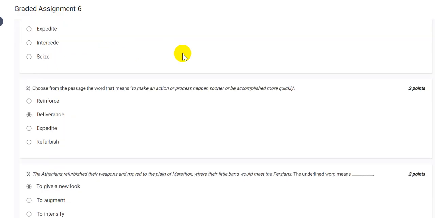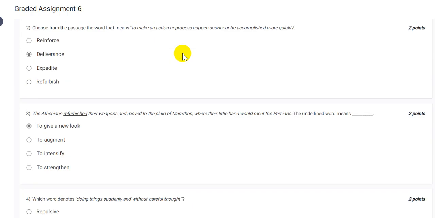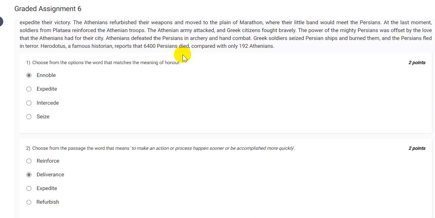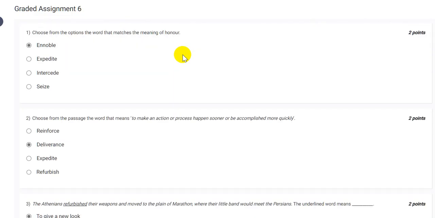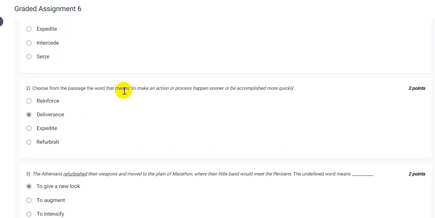Okay, so let us come back to the second question. Already we have done it in the first one, as you saw, and what did we come to know? Four word meanings as well as the vocabulary, the so-called phonics of the four words. So the next question says we have to write a single word for making an action or process happen sooner or be accomplished more quickly. We have already seen it will be expedite, right? So we are not going through the meaning of expedite. Let us see the meaning of the other options.